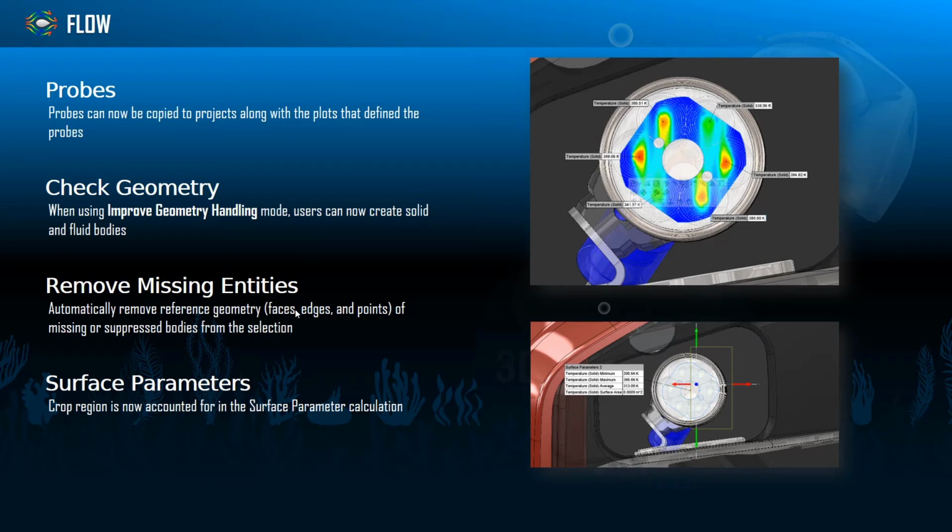Removing the missing entities. The software automatically recognizes the missing and the suppressed bodies, and it will automatically remove the faces and edges if they are present. Surface parameters. According to the crop region, you can directly get the surface parameter calculations and you can have it for your reference. So that's all about SOLIDWORKS flow simulation updates.